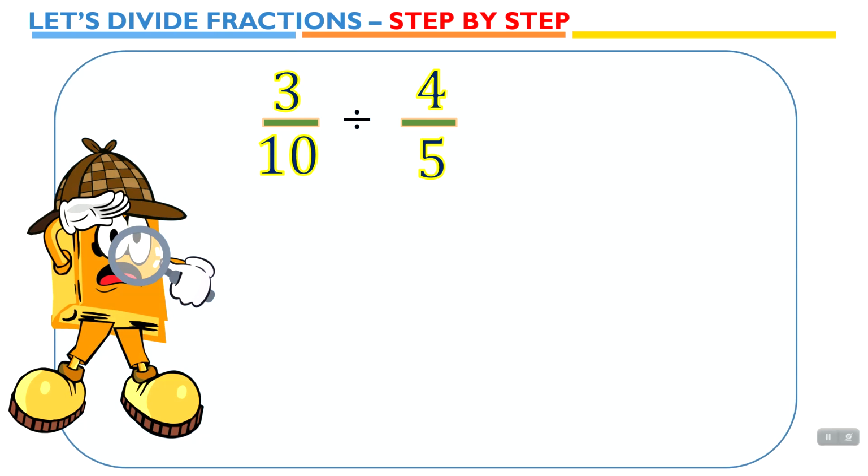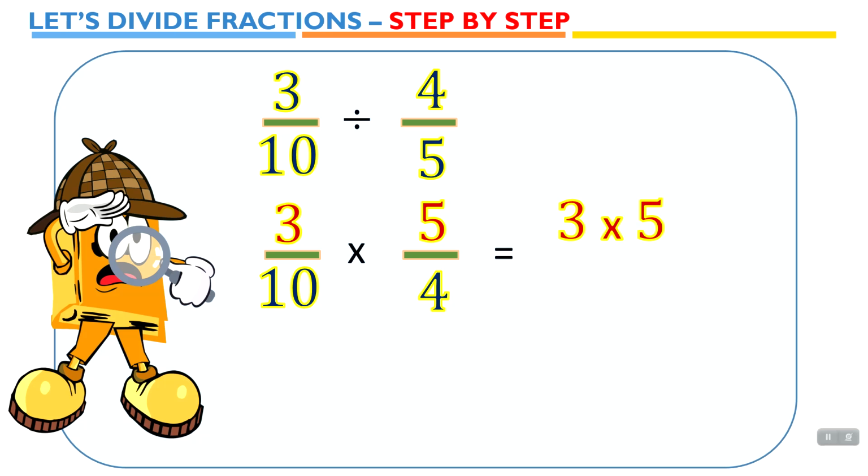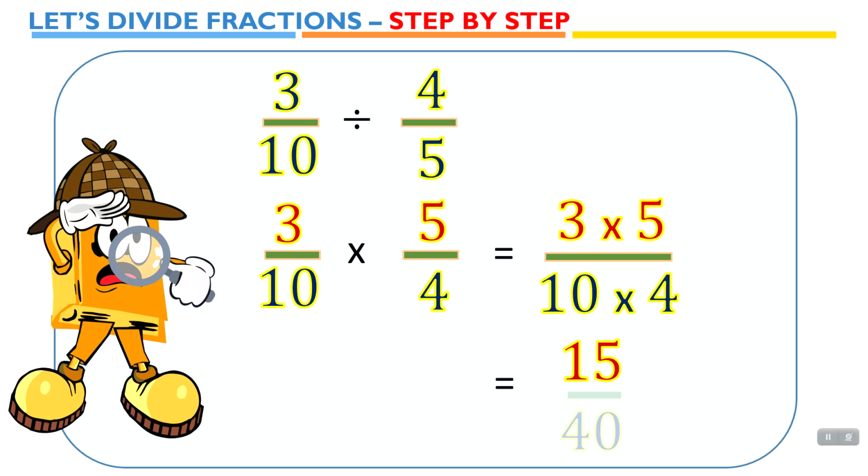Now you try 3 over 10 divided by 4 over 5. Remember to leave 3 over 10, and then find the reciprocal of 4 over 5, which gives you 5 over 4. Instead of the division sign now, we change it to multiplication. And 3 times 5 as our numerator, and 10 times 4 as our denominator works out to be 15 over 40.